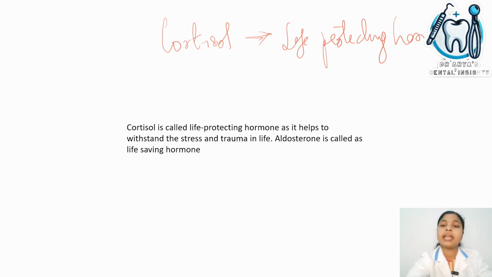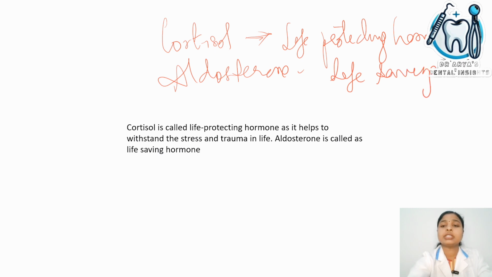Okay, and aldosterone is referred to as life saving hormone. So two questions are there. Okay, so life saving hormone and life protecting hormone. So cortisol is called life protecting hormone.